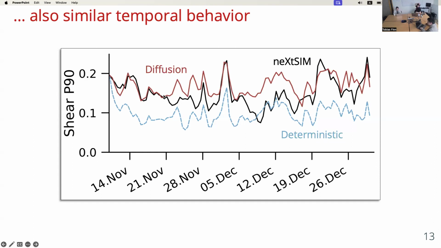And then afterwards the trajectories of neXtSIM and of the diffusion model diverge. But nevertheless, for example, here we have a strong wind event, a cyclone, I think, moving through, and we can see that the diffusion model gives pretty realistic results. And so this basically means that the diffusion model also has a similar temporal behavior as neXtSIM.